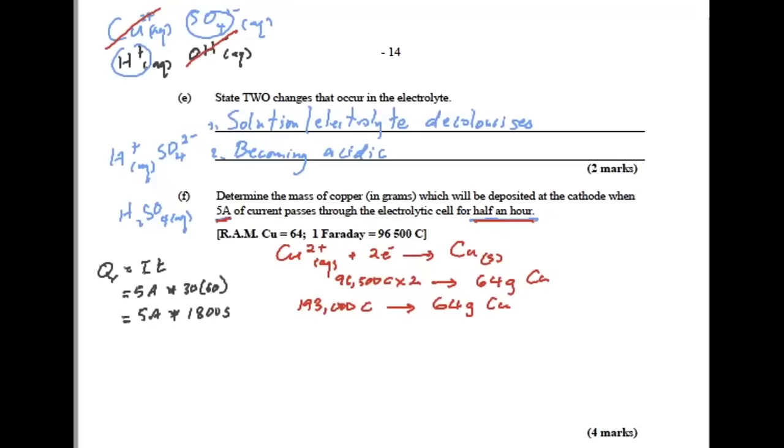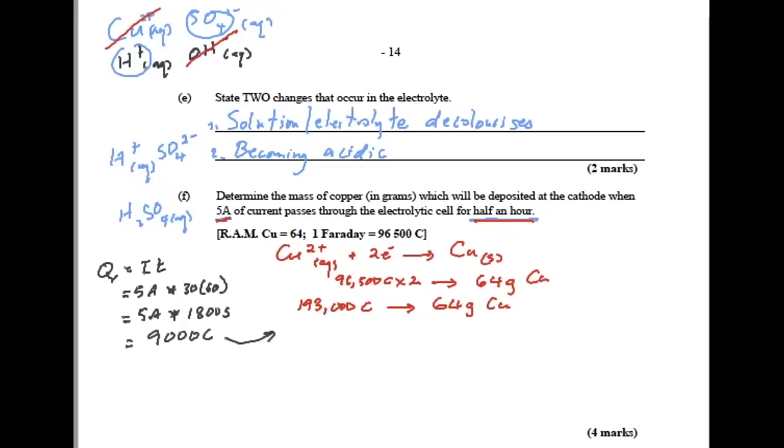Punch that in, what do you have? That will give 9,000 coulombs. So we're going to take this now and use this to solve the mass of copper.